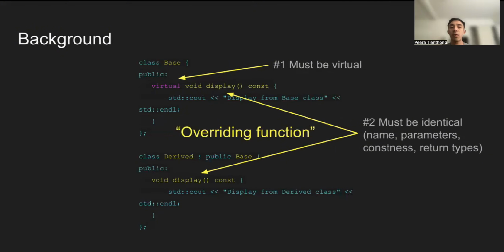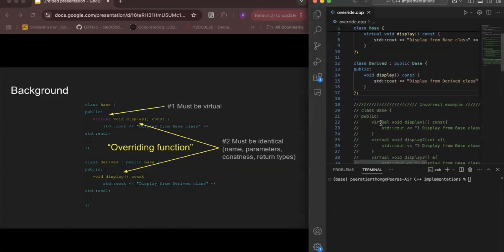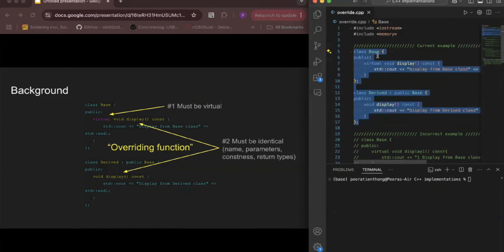So let's see the live code and how to implement it. On the right of my screen, you see the live code here. Sorry, I have two classes here, the base class and the derived class, which are exactly the same as in the slide. Here you can notice that the member function in the base class has virtual, which is necessary for an overriding function. And the function signatures here are all the same, and the implementation is different, right? The display from the base class and the display from the derived class.